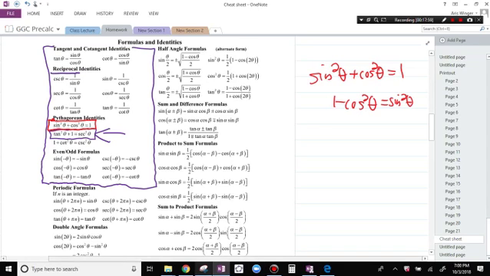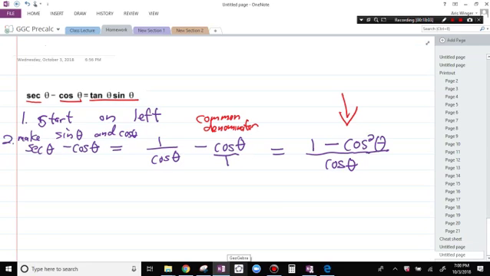So 1 minus cosine squared, I'm switching to sine squared. This is because of a Pythagorean identity.